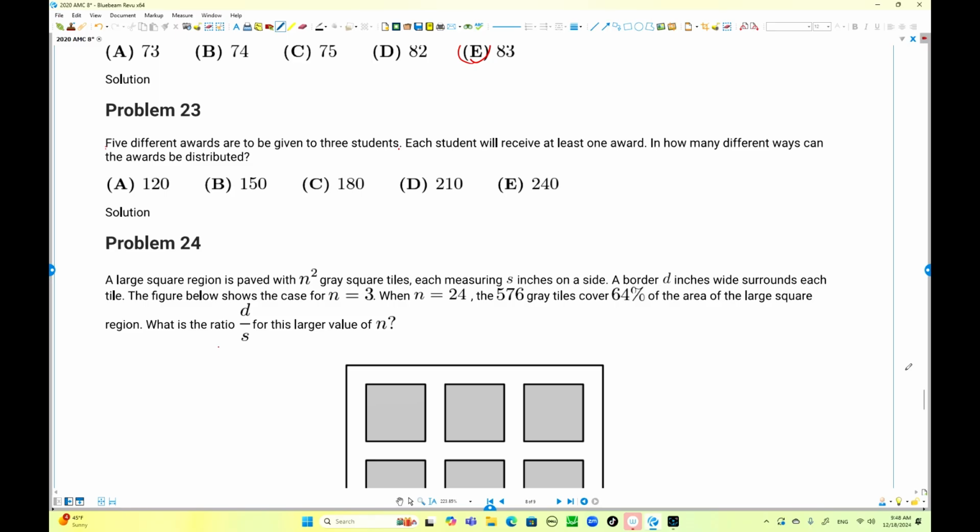Number 23, 5 different awards are to be given to 3 students. Each student will receive at least one award. And how many different ways can the awards be distributed? If you have three students over here, but each one gets at least one award, okay? So how can you divide? We have more than three over here, right? Five. So how can you divide this into three groups, right?